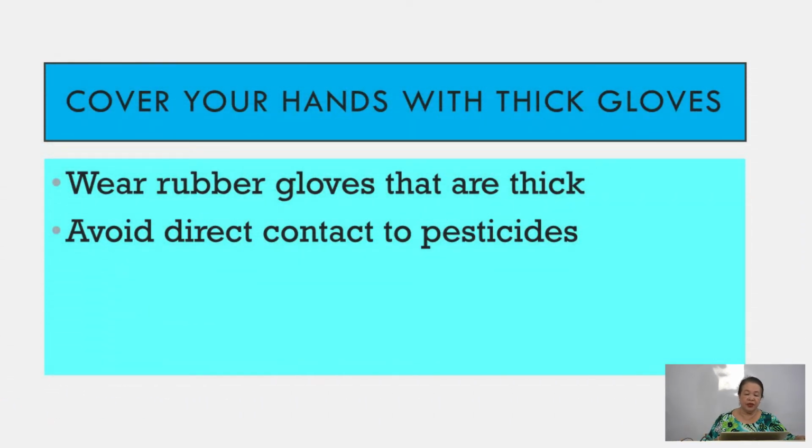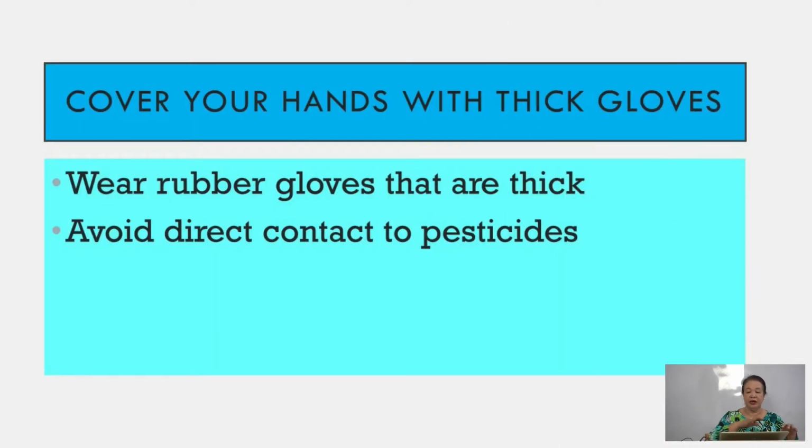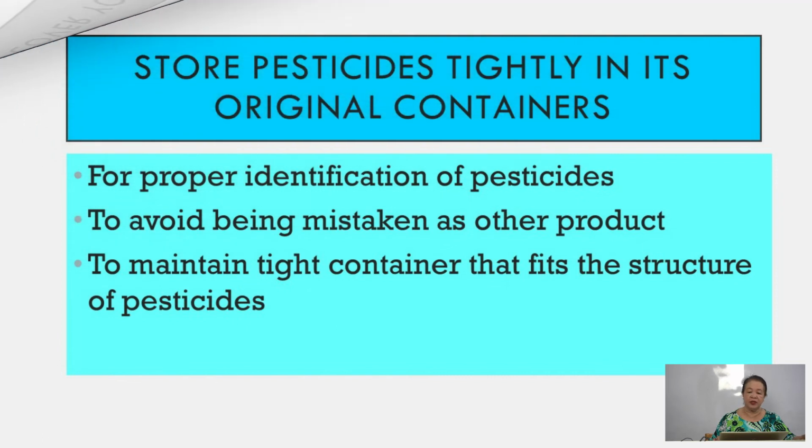Cover your hands with thick gloves when you use these pesticides. Wear thick rubber gloves and avoid direct contact with pesticides. It's very important, because when the pesticides come in contact with you, the poison in it will also enter your body.